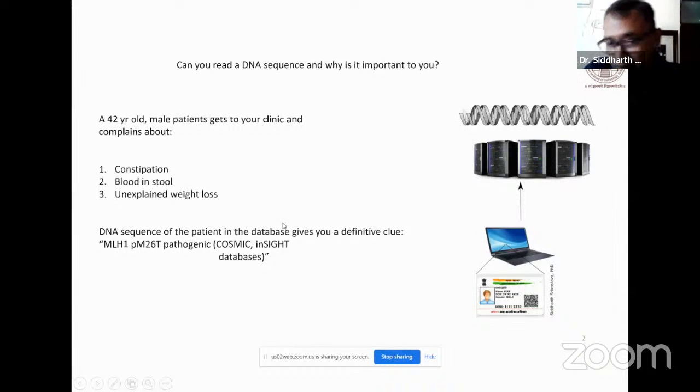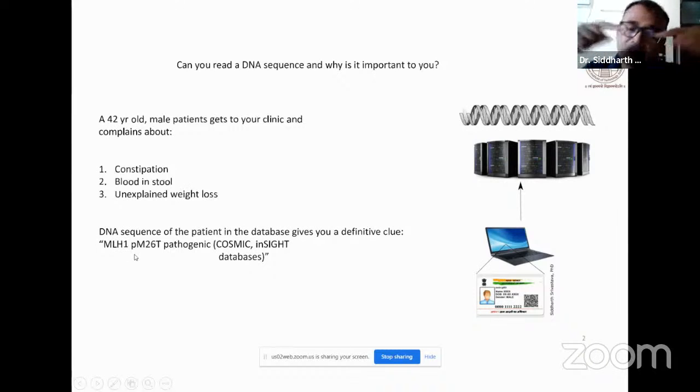So let's say it was there, let's say 10 years fast forward, and we are already at that time. And the genome said: DNA sequence, MLH1 p.M26T, pathogenic, COSMIC, InSiGHT databases. So what does that mean? It means that the MLH1 gene has a mutation or a change.